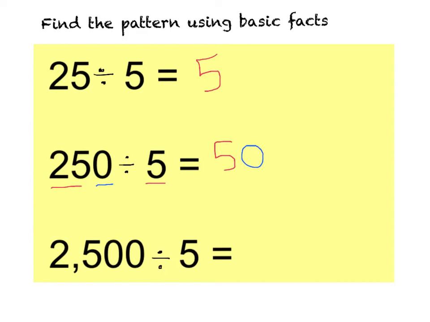You can also see the same pattern by looking at your basic fact. I can see 25 divided by 5 is 5, and then I can just add my 2 zeros. So I know that 500 would be the quotient. 2,500 divided by 5 equals 500, because 500 times 5 equals 2,500. This is just using basic patterns to solve quotients.